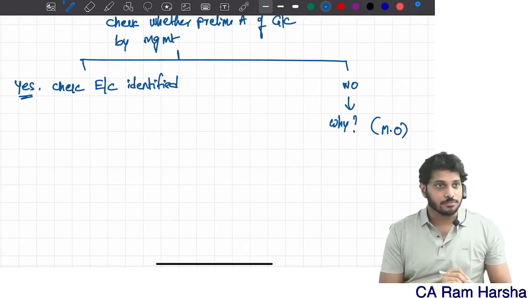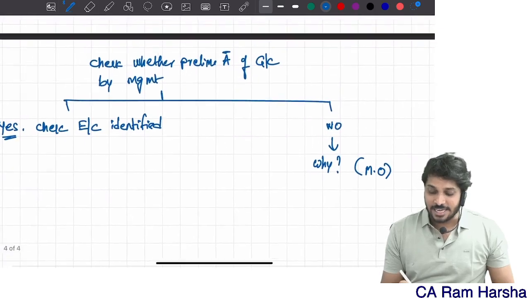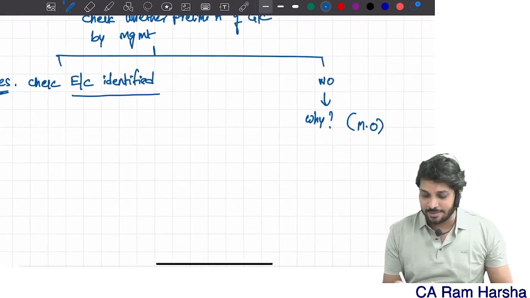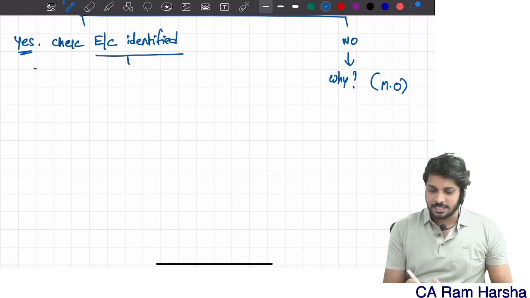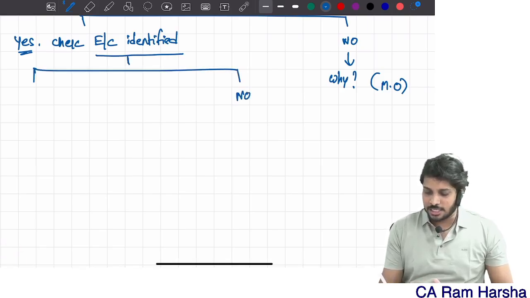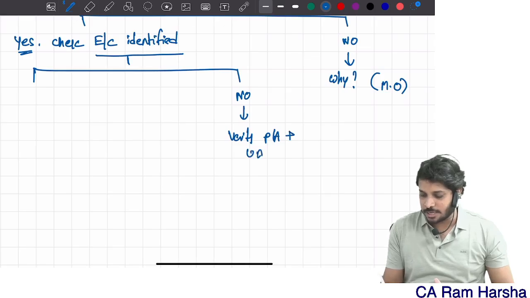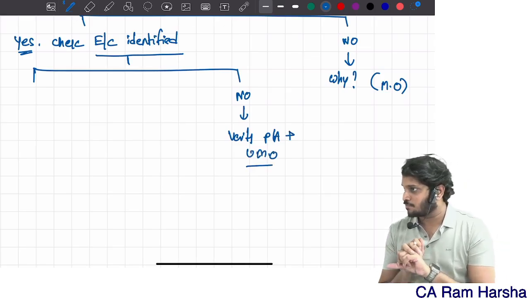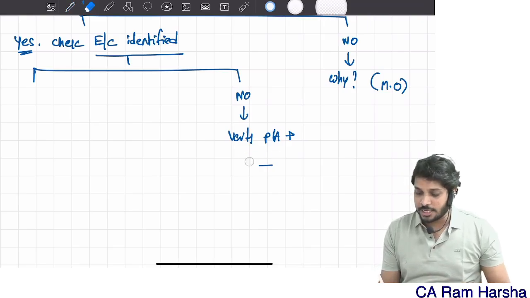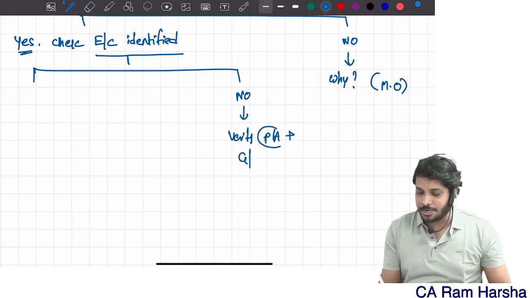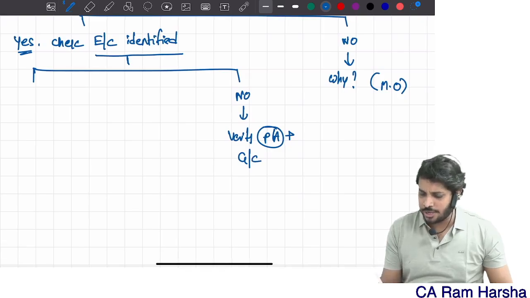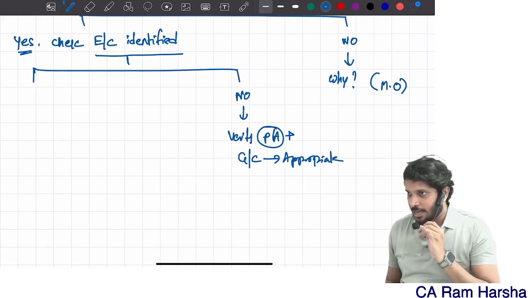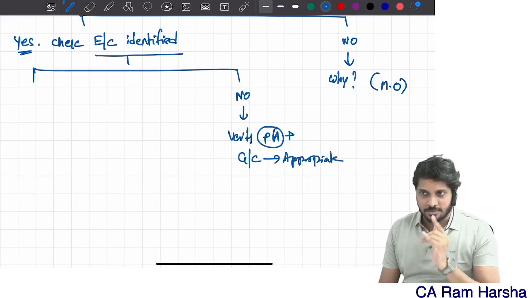If yes, they performed, check whether events and conditions are identified. If the answer is no, no events or conditions identified, the auditor just has to verify the preliminary assessment and express an unmodified opinion. The auditor will assume that going concern is appropriate. Verify the preliminary assessment related workings. Don't worry, first I'm drawing the diagram, then I'll explain it to you.